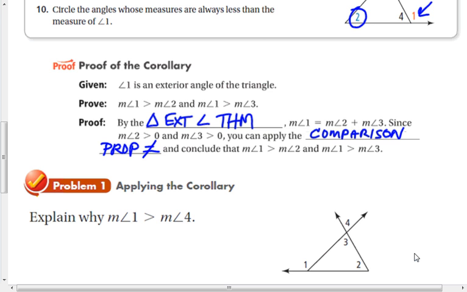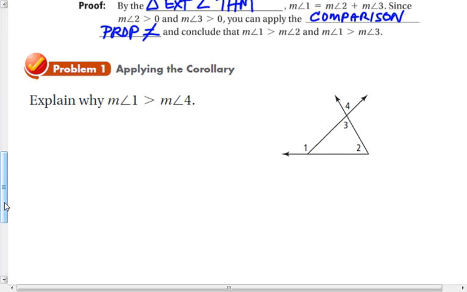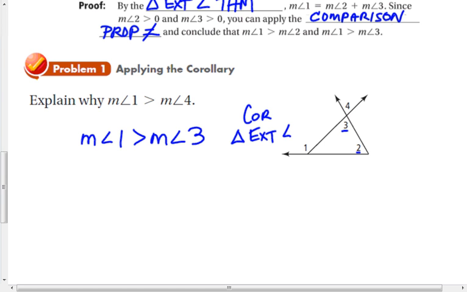All right, so let's apply this corollary. Explain why the measure of angle 1 must be greater than the measure of angle 4. And what we're going to do is say, well, we know from that corollary that we just proved that the measure of angle 1 is greater than the measure of angle 3 because the exterior angle is greater than either of these two. So it must be greater than angle 3. And that's by the corollary of the triangle exterior angle theorem.